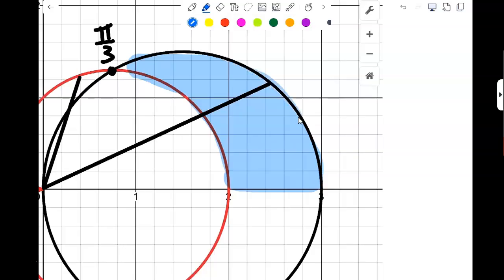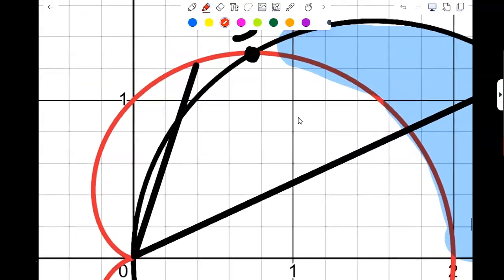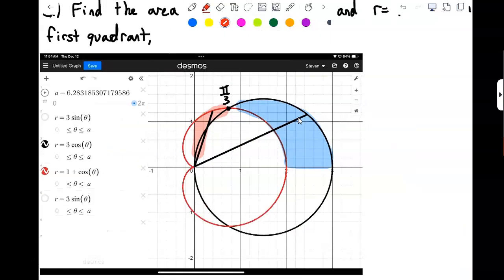Which we'll have to do. And we'll have to do this second piece, which is this little tiny sliver over here. Okay. So those are the two pieces that we're looking at. Okay. So let's focus on the blue piece.